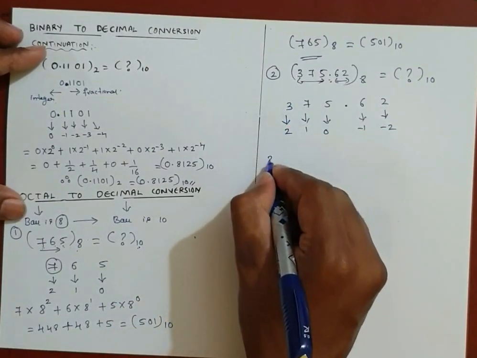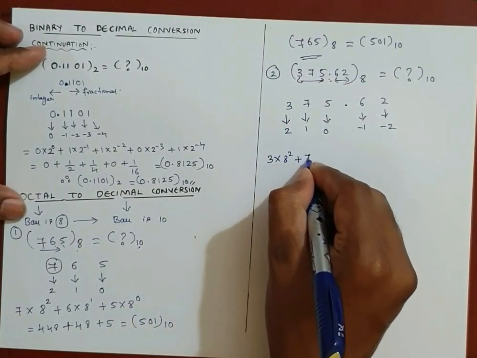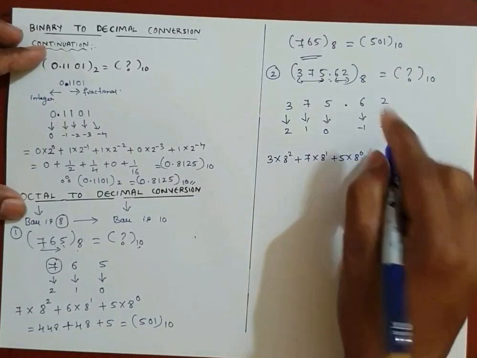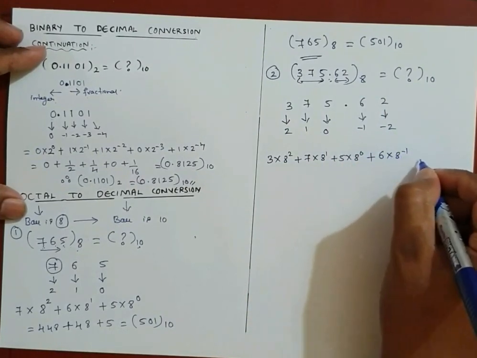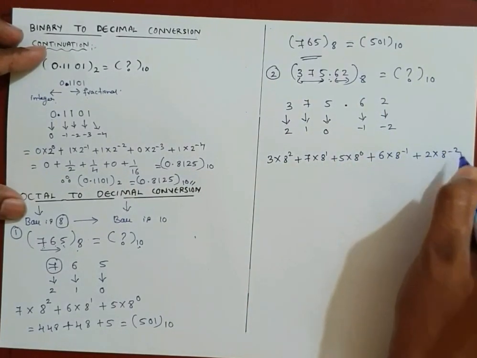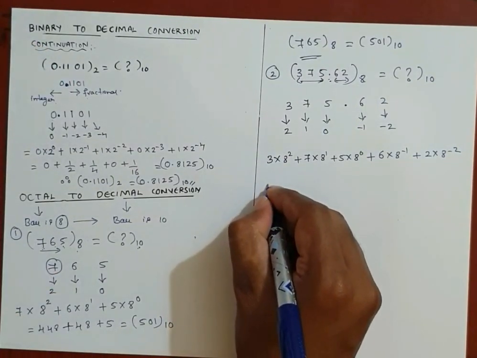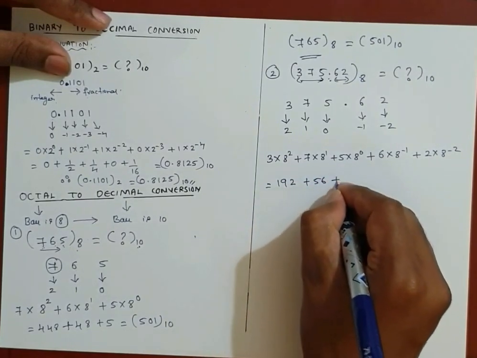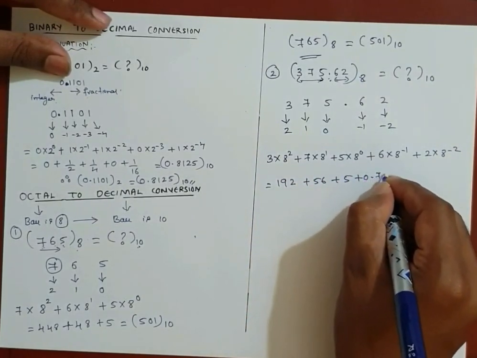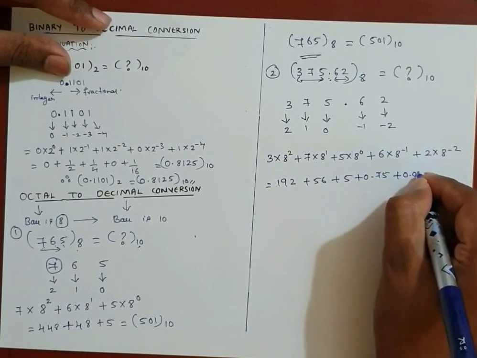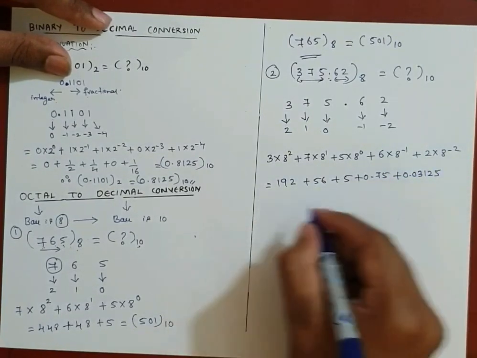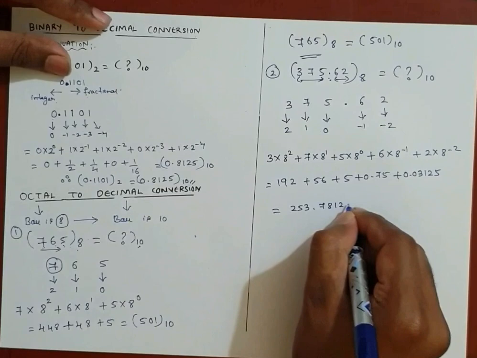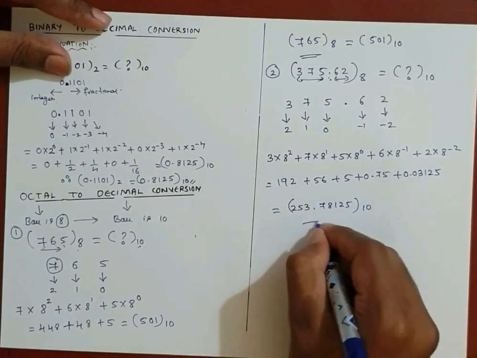Again the same procedure: 3 into 8 power 2 plus 7 into 8 power 1 plus 5 into 8 power 0 plus 6 into 8 power -1 plus 2 into 8 power -2. If I simplify this, this will be equal to 192 plus 56 plus 5 plus 0.75 plus 0.03125. If I add all these numbers, the result will be 253.78125 to the base of 10.